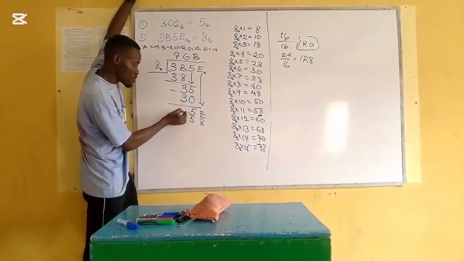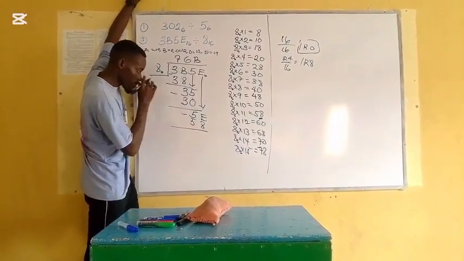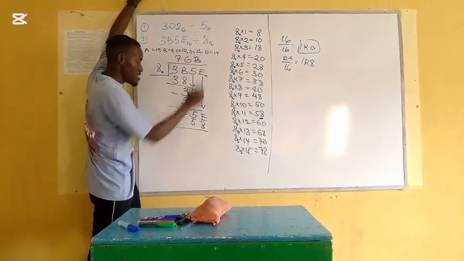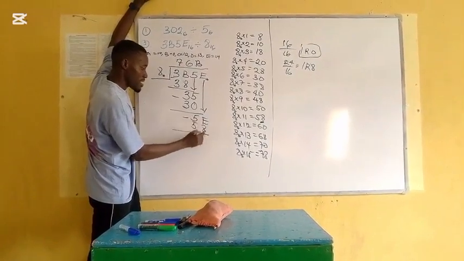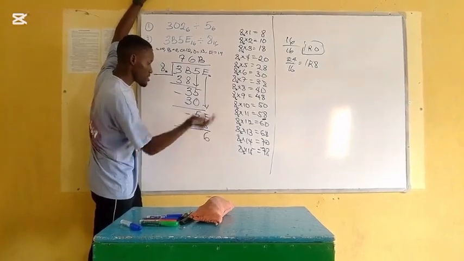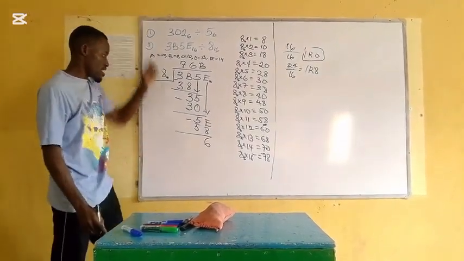So the next thing is for me to subtract again. What is E? E is 14, as we have it here. So we have 14 minus 8. That will be what? 6. So I have my 6. 5 minus 5 is what? 0. Now let's go again.